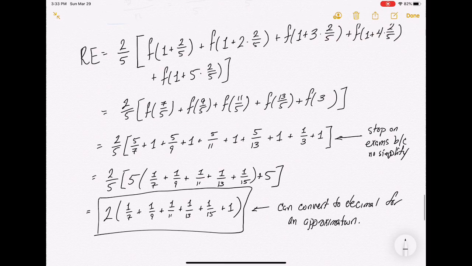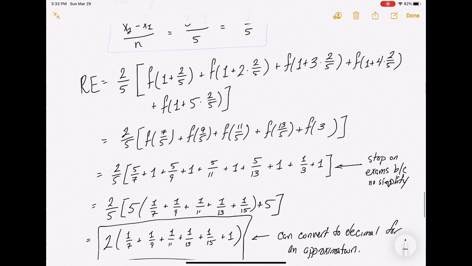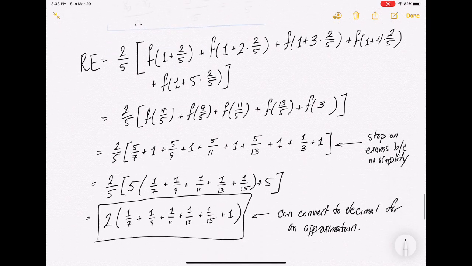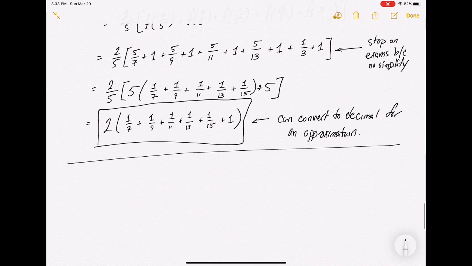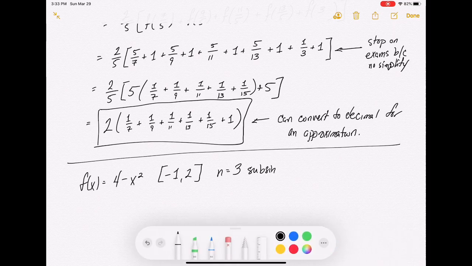So that's how you would do one with the right endpoint rule, and I'm going to do a quick one with the left endpoint rule for you guys so you can have at least seen all of it. One more time, let's try f of x equals 4 minus x squared from -1 to 2 using n equals 3 subintervals and the left endpoint.